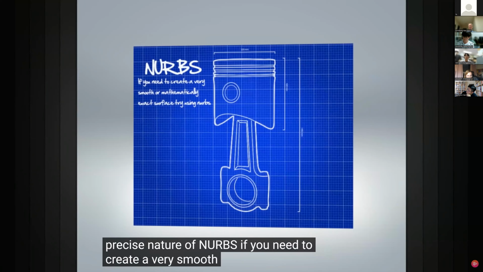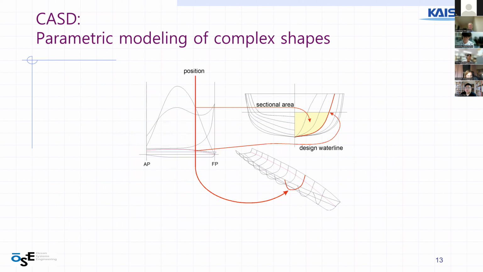And finally, computer-aided ship design. These days, many engineers do not use paper, but most of them use computer programs to design the ships. So there are many conventional programs to design the hull, and they provide parametric modeling of complex shapes.